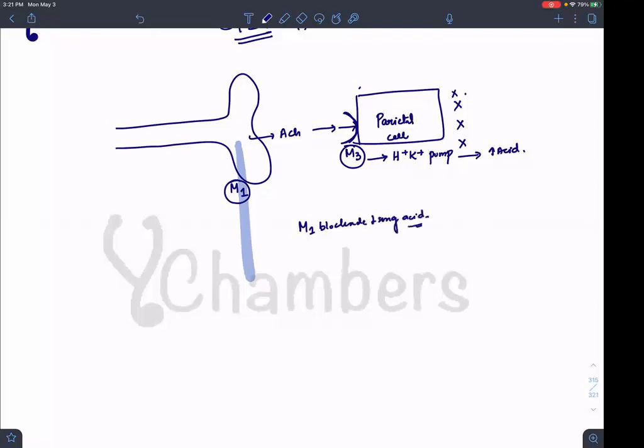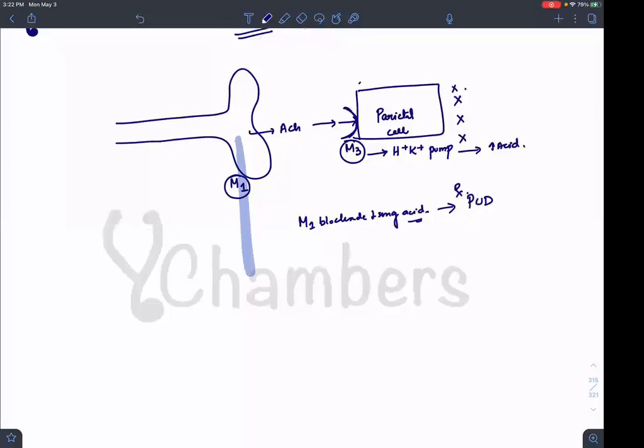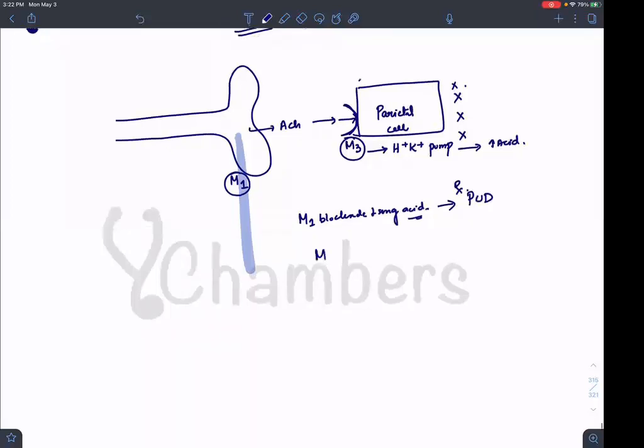So can I say I can use these drugs in the treatment of peptic ulcer disease, guys? Just answer my questions. Can I say I will be giving this as a treatment for peptic ulcer disease? So which drugs do I have? I have some selective ones. What are the M1 blockers we have?